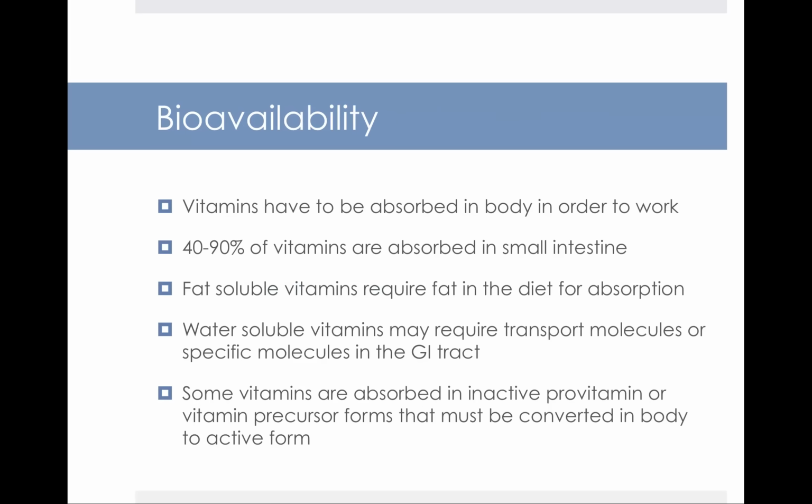When we talk about vitamins, we also need to mention the concept of bioavailability. The vitamins have to be absorbed in your body in order to work. About 40 to 90% of vitamin absorption occurs in your small intestine. When it comes to the fat-soluble vitamins, those are vitamins A, D, E, and K, those guys require fat elsewhere in the diet for absorption. Water-soluble vitamins may require transport molecules or specific molecules in the GI tract. There's some vitamins that are absorbed in their inactive provitamin or vitamin precursor forms that in turn have to be converted in the body to its active form. And you'll see with vitamin D that that's the case.